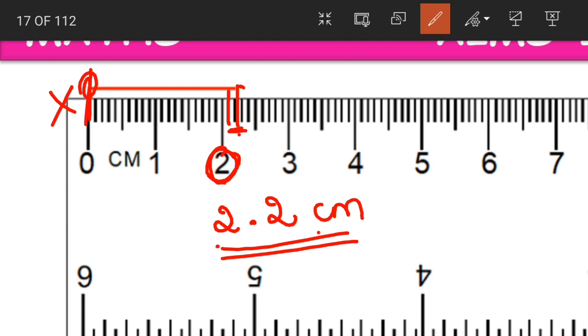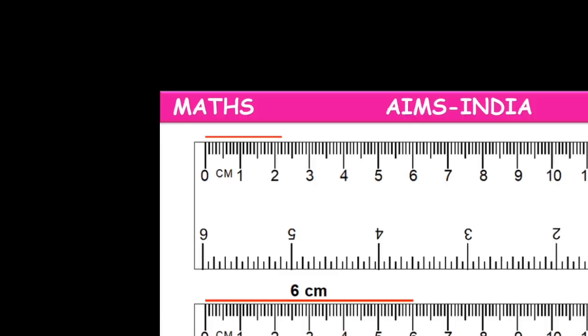So 2.2 is nothing but 2 centimeters, that is these big lines. After the point we are having again 2. So that means after the line of 2, the line segment stops at 2 lines. So the length of the given line segment becomes 2.2 centimeters. I hope this is clear.